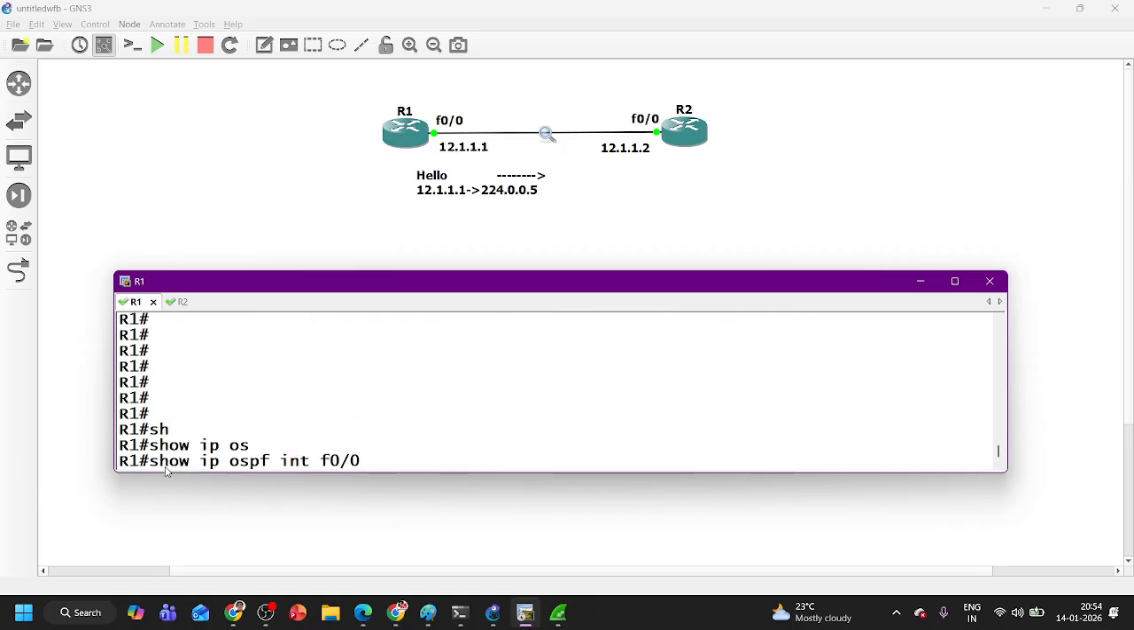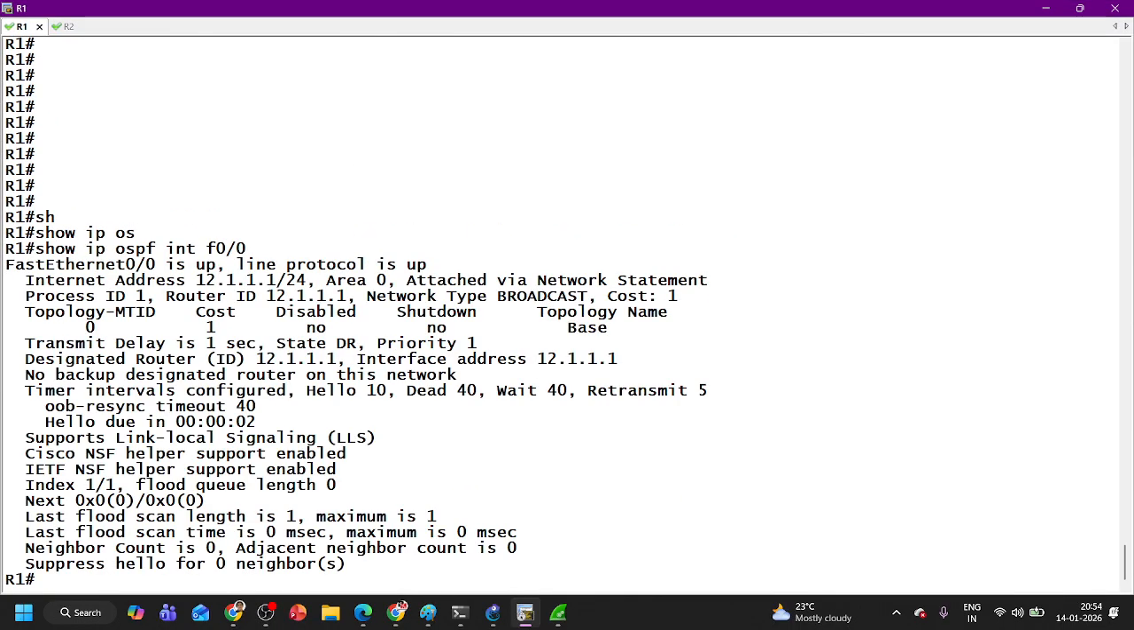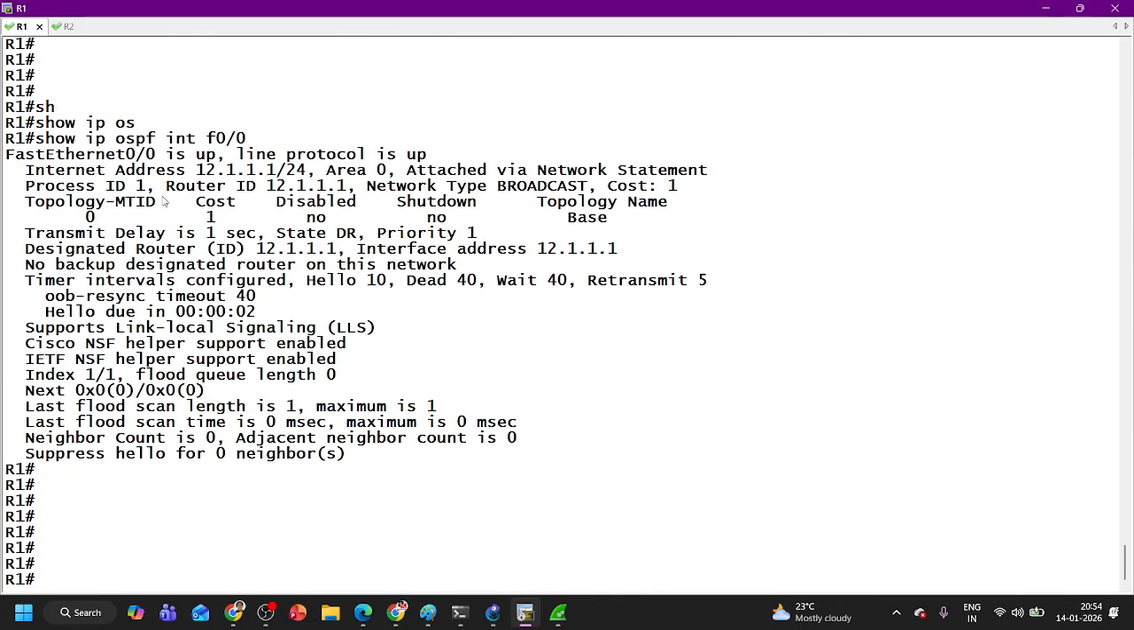Okay, this is the command to check the detailed information of the OSPF routing protocol on a particular interface. Here you can see the status of your interface, admin status and line protocol, then IP address and subnet mask, area ID, attached via network segment, process ID, router ID, network type. You are also going to learn different types of networks in OSPF.